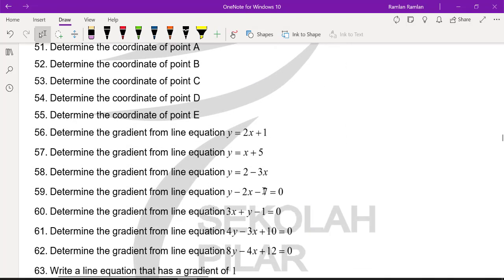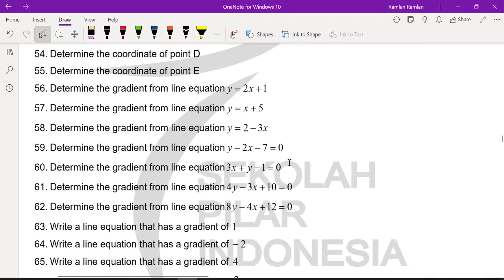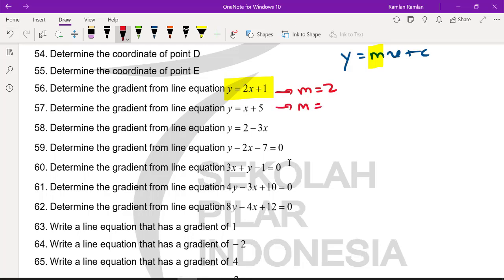Now, let's go to number 56. Okay, if you determine the gradient from the line equation of that. Whenever you see that a line equation has this form, the coefficient of x is the gradient. So in here, we have the same exact form as this one, right? The y is alone on one side of the equal sign, and the other is on the other side of the equal sign. And then the coefficient of the x is the gradient. So here the gradient equals 2 because there is 2 over here, right? This one is actually the same thing, which equals 1 because actually we have a number which is 1 over here, right?